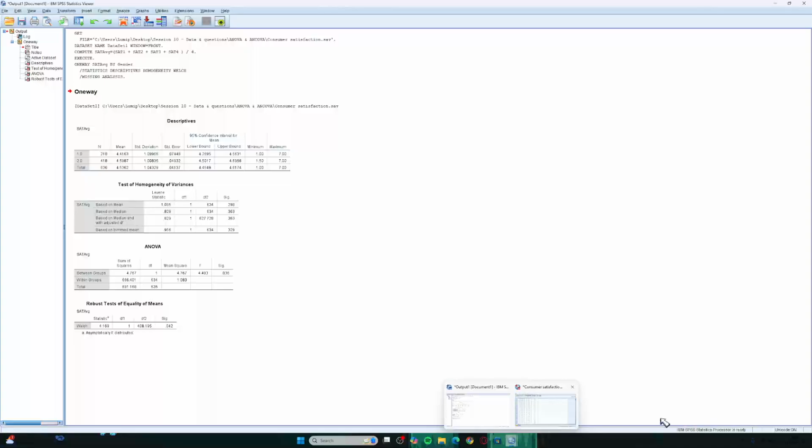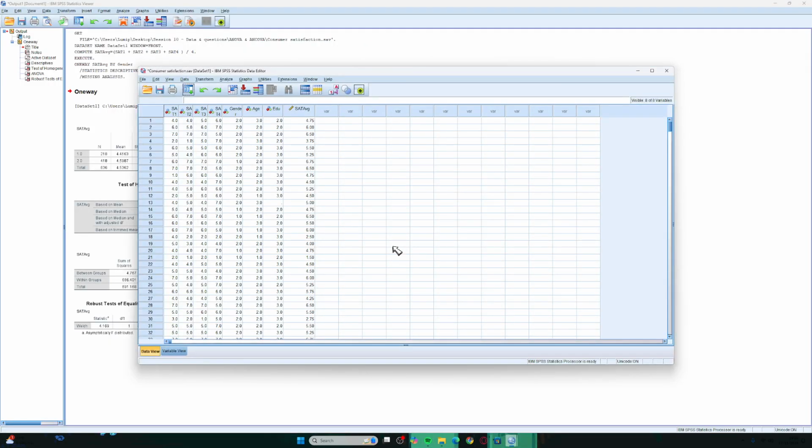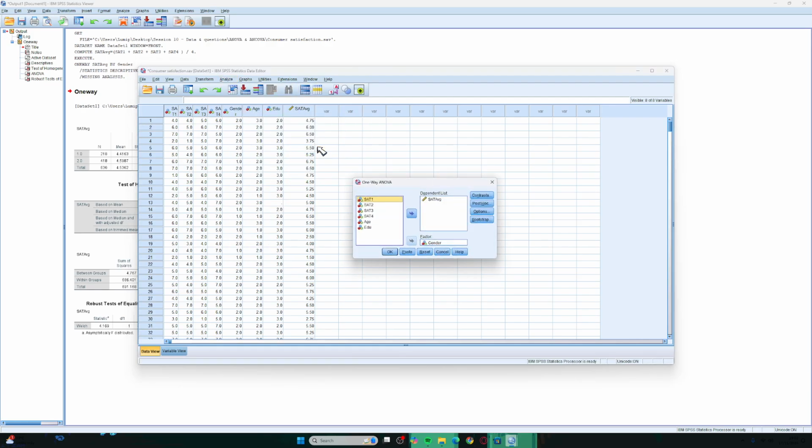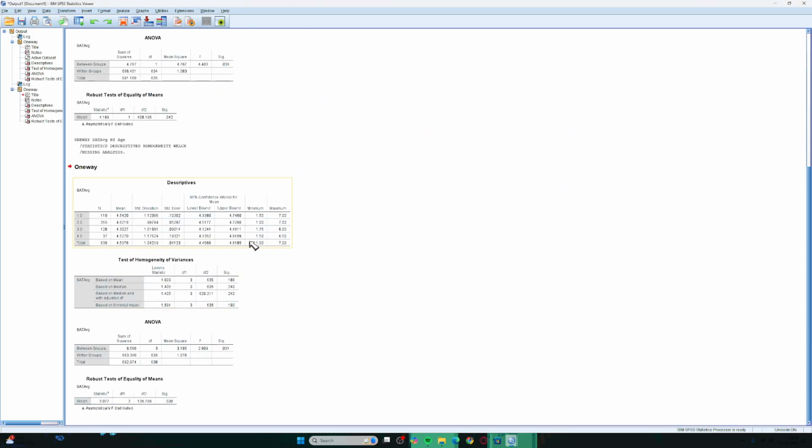Okay, next question. Does satisfaction vary due to the consumer's age? Similarly to the previous question, let's do similar steps. Go to analyze, go to compare means, and pick one-way ANOVA. Our dependent list remains the same, but we'll choose the factor. Instead of gender, we'll have age put in there, and in the options, we'll have the previous presets. We'll press OK, and we'll have different outputs.